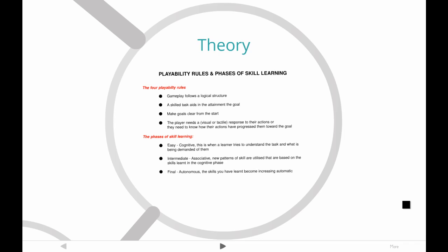There are 3 phases of skill learning. In the case of a game, this would be easy, intermediate, and final or hard. These are cognitive, where the learner is trying to understand the task and what's being demanded of them. Associative, where new patterns of skill are utilised based on the skills already learned in the cognitive phase. And then the final autonomous phase, where the skills you've learnt become increasingly automatic. And at that point, you can start to go through the cycle again.